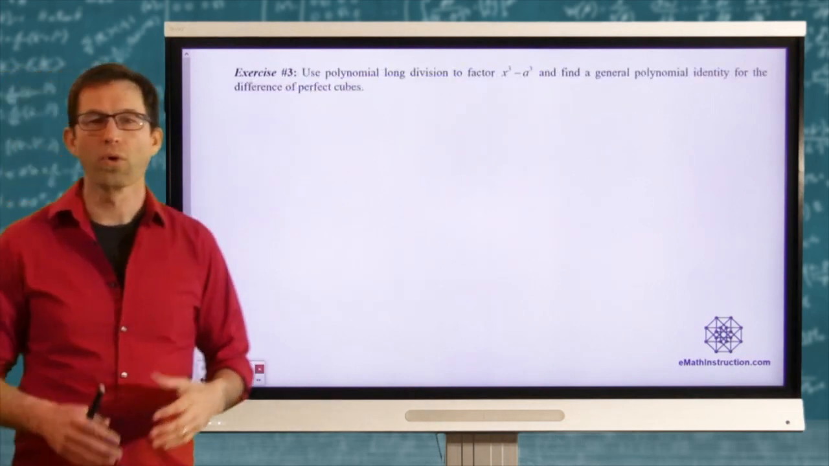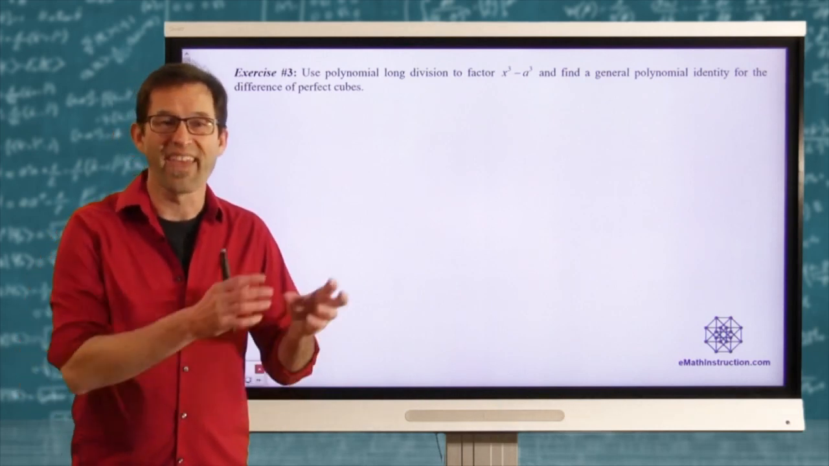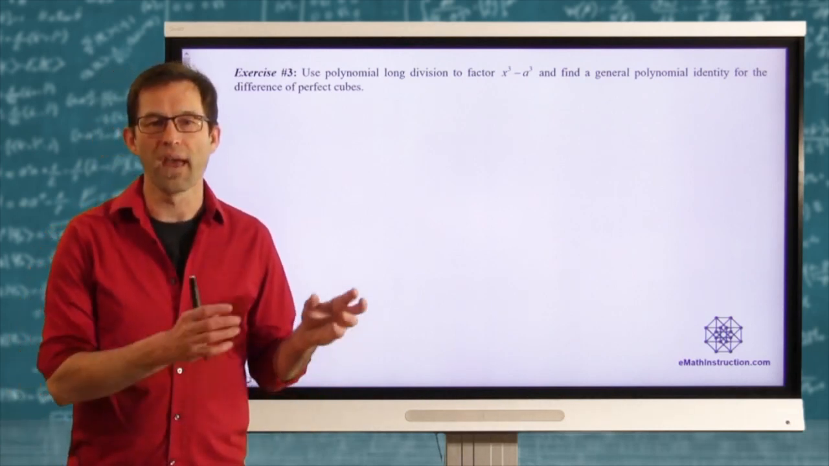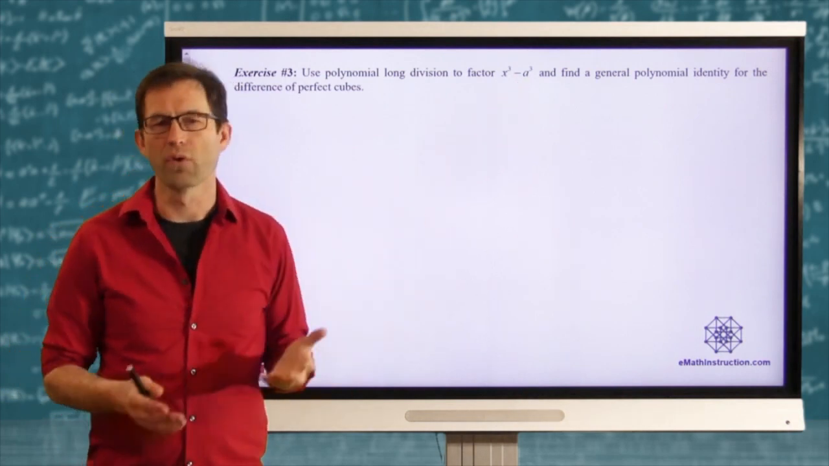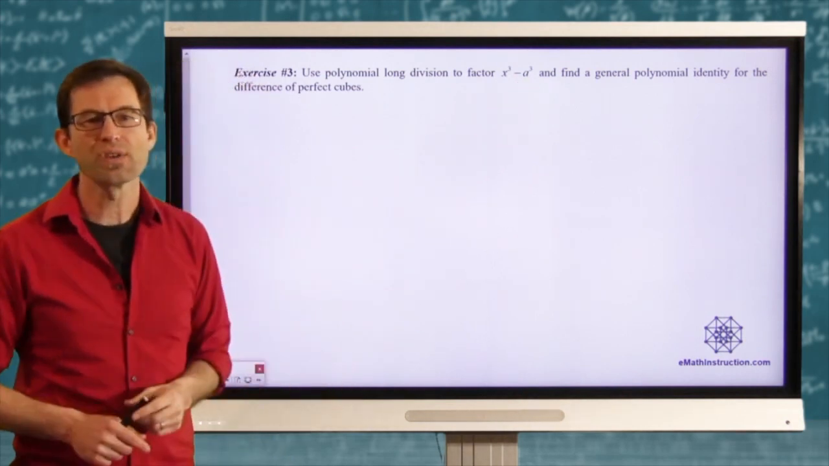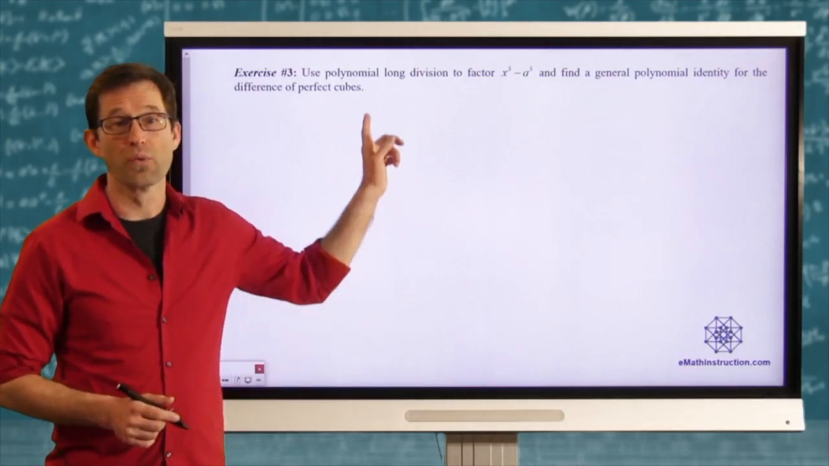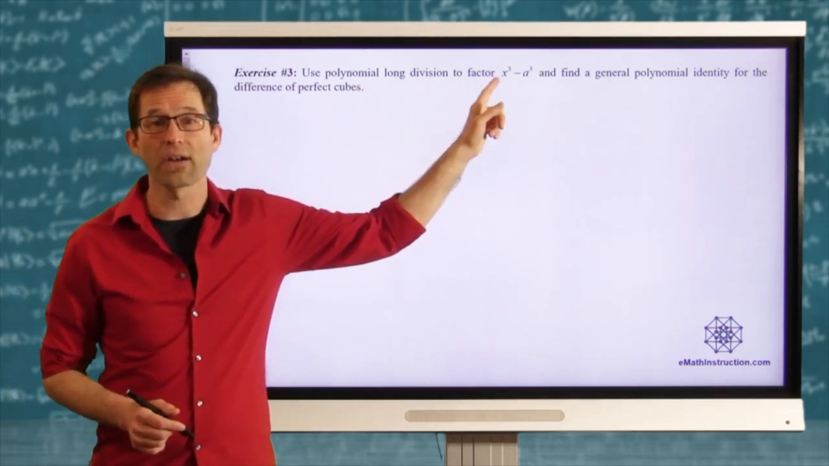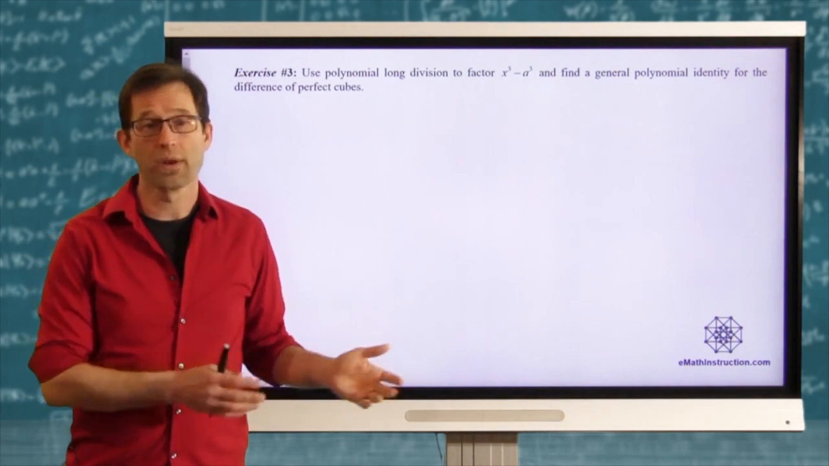Now, what do I mean by more general work? Well, now I actually want to come up with those formulas that we saw with x cubed minus y cubed and x cubed plus y cubed. Here I'm going to use a instead of y, but whatever, it's just a letter name. So exercise number 3 says, use polynomial long division to factor x cubed minus a cubed and find a general polynomial identity for the difference of perfect cubes. Maybe it should really say use polynomial long division to factor this in order to find a general polynomial identity. So that's what we're going to have right away.